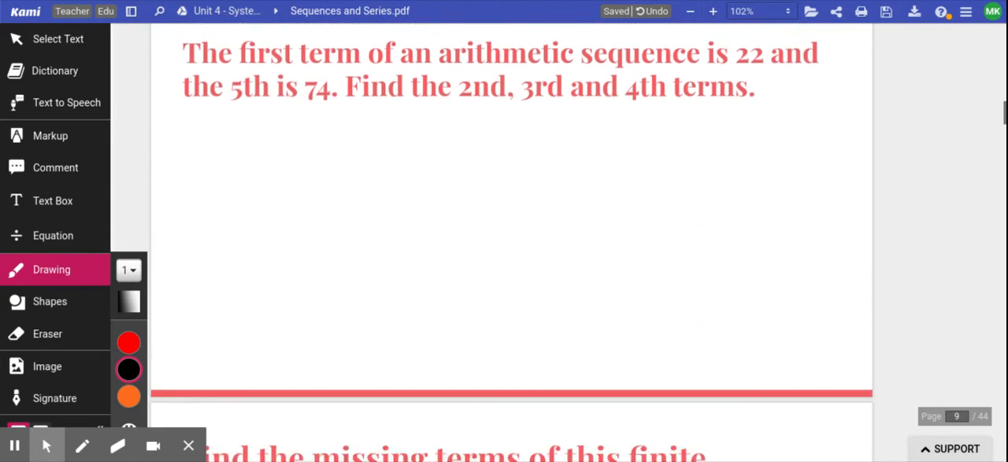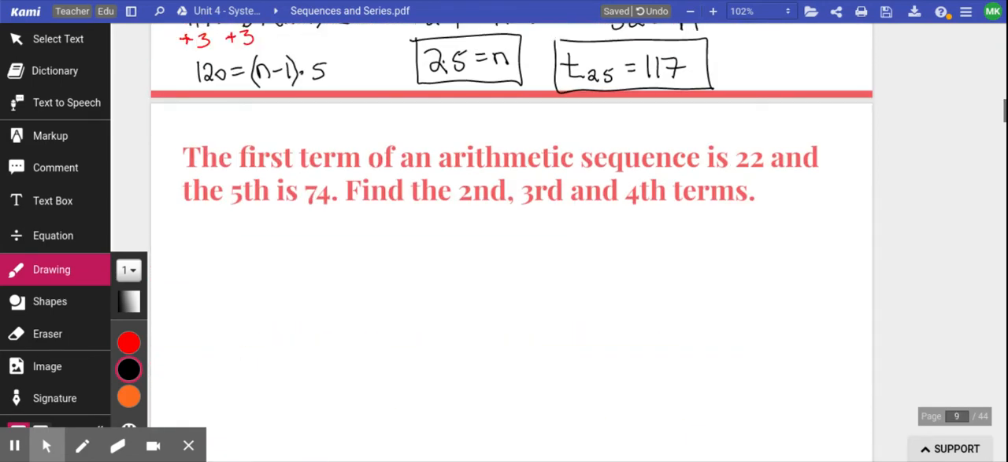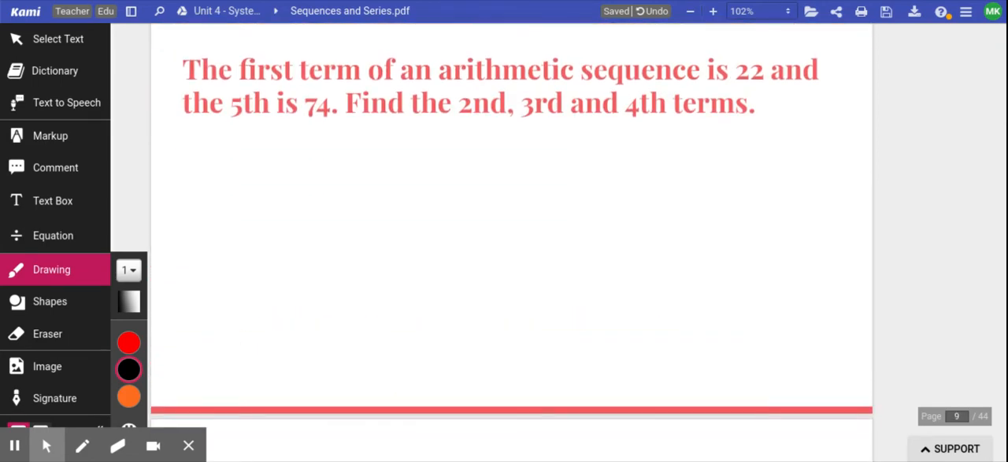Awesome. Okay. We have 3 questions left. This one says the first term of an arithmetic sequence is 22 and the fifth is 74. Find the second, third, and fourth terms. Different ways to do this.